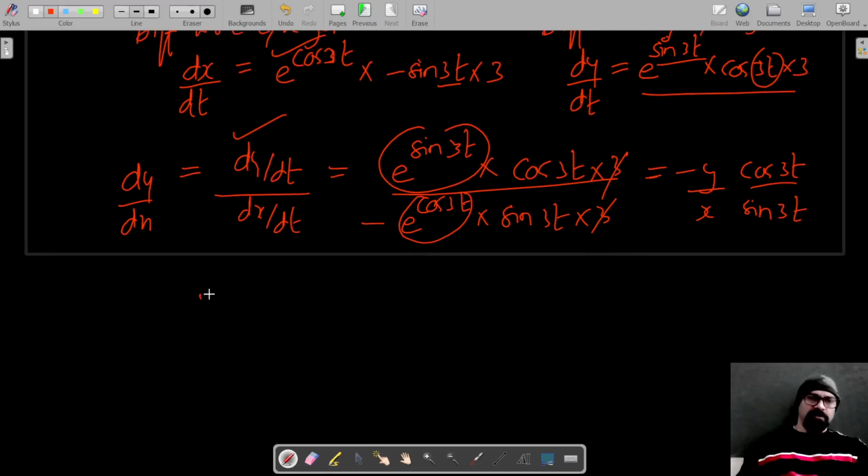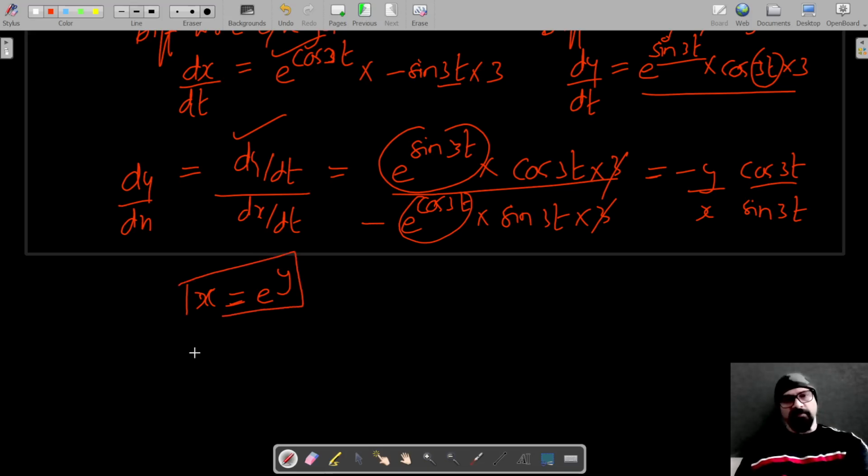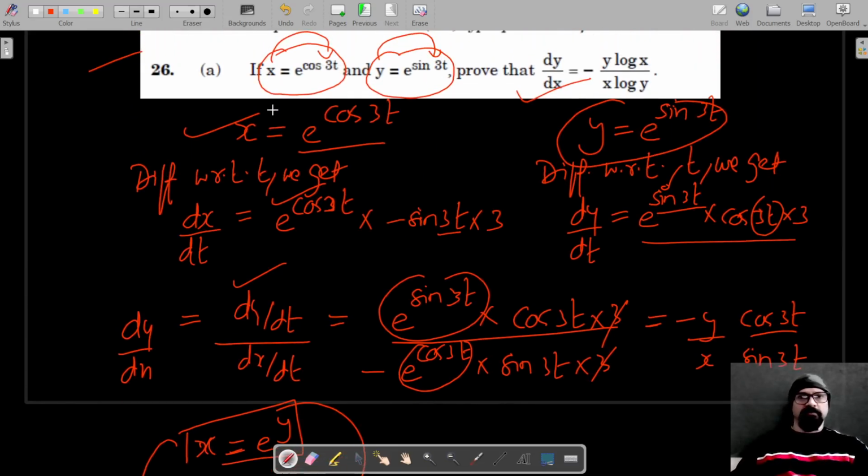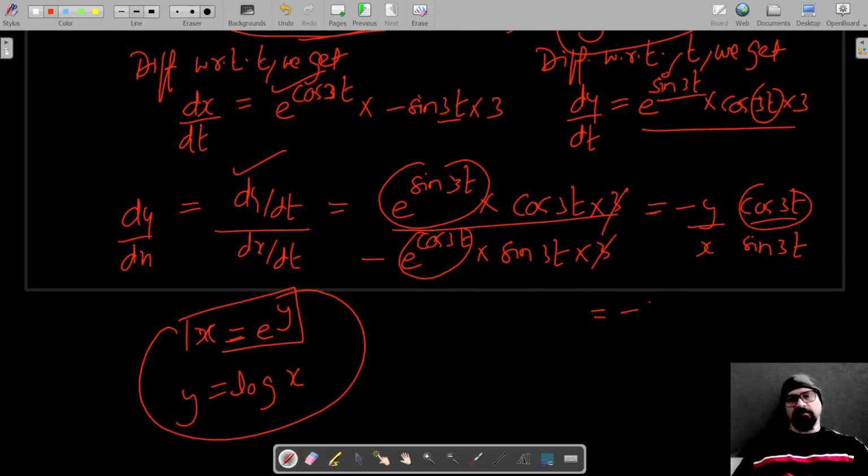Now we know that if x is equal to e raised to the power y, then how do we write that in terms of log? It becomes y is equal to log x. So we are going to use this formula on this. Similarly, cos 3t is equal to log x. So instead of cos 3t, I can write log x, so minus y log x upon x.